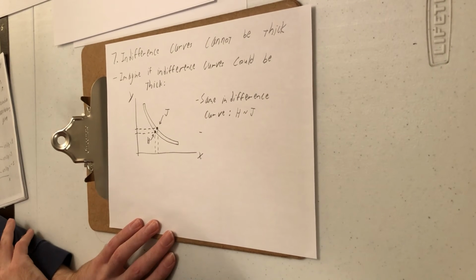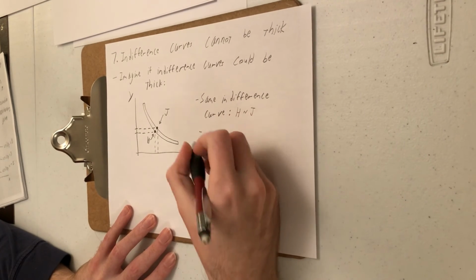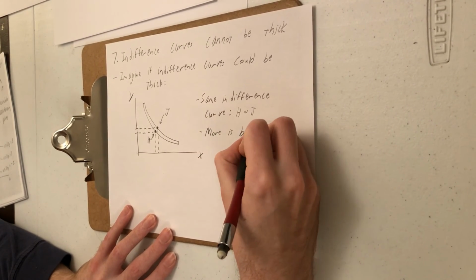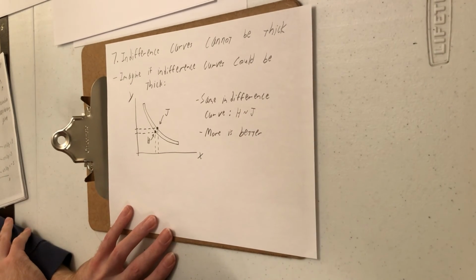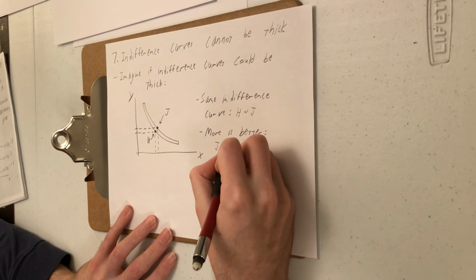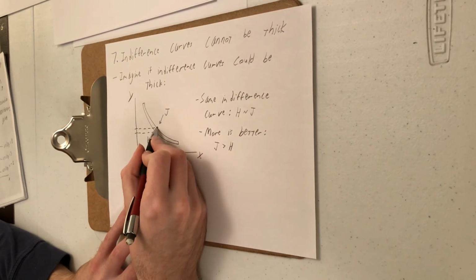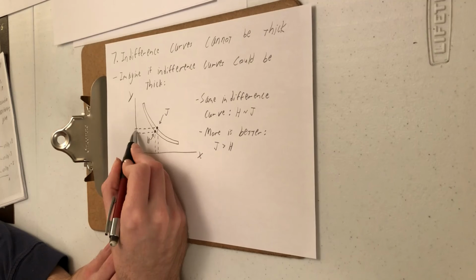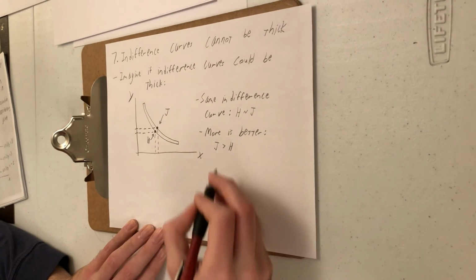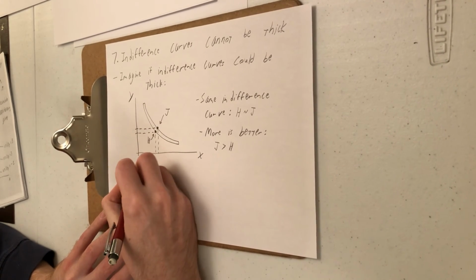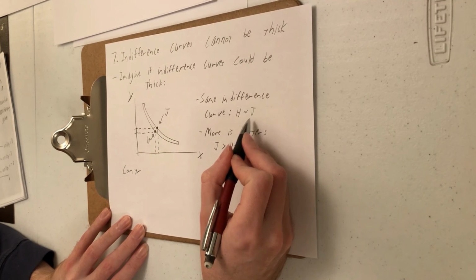However, one of our assumptions would make a different claim about H and J. So more is better would say that J is preferred to H. That's because J has more of X, and also J has more of Y. So a contradiction where H and J are equally good and J is better.